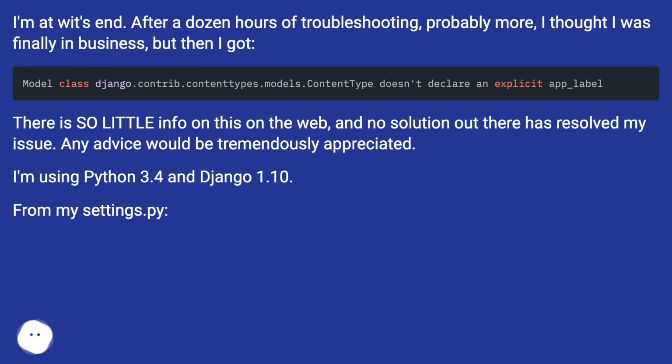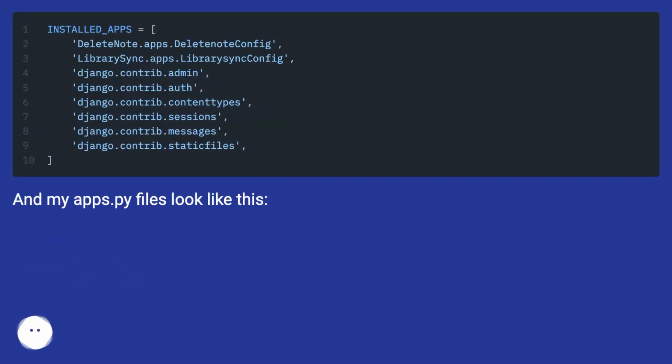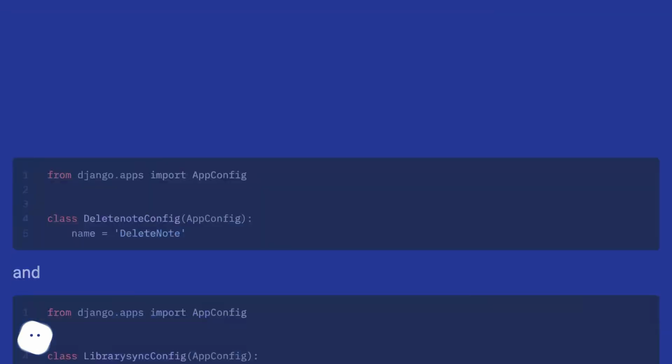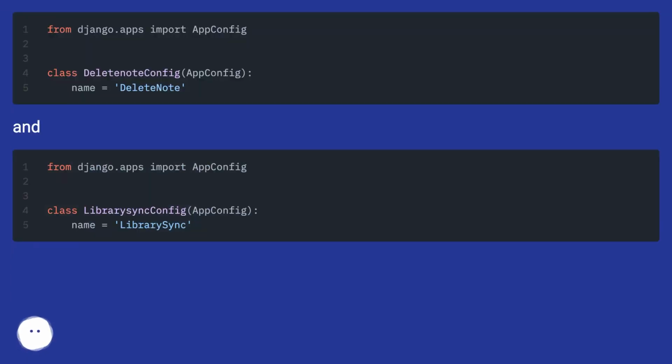There is so little info on this on the web, and no solution out there has resolved my issue. Any advice would be tremendously appreciated. I'm using Python 3.4 and Django 1.10. From my settings.py, and my apps.py files look like this.